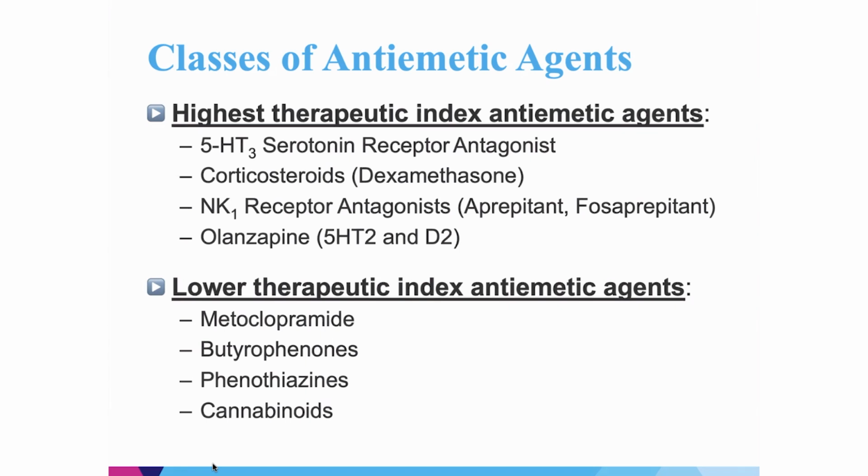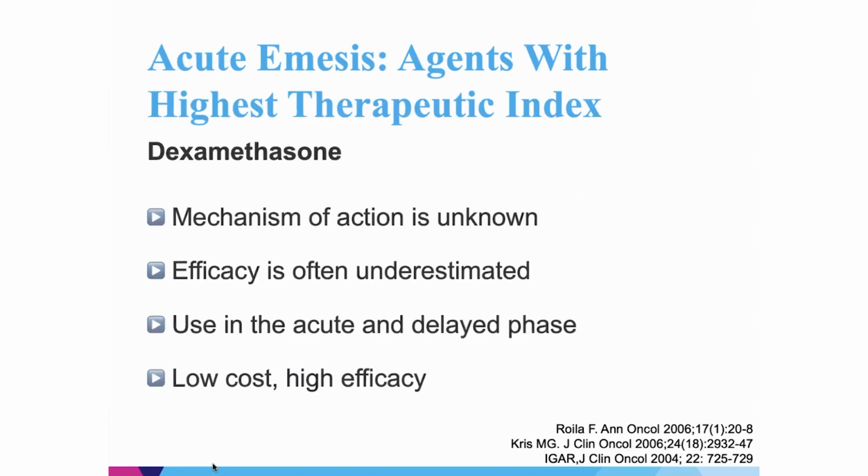Your main ones are going to be the four at the top. So starting with dexamethasone. We don't really know how dexamethasone works in this setting. It's not like it targets a specific receptor like the other agents, but we do know it's very efficacious. It's also pretty cheap and can be used in the acute and the delayed phase.